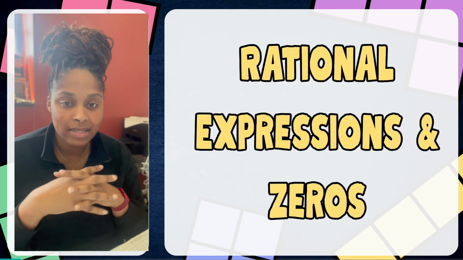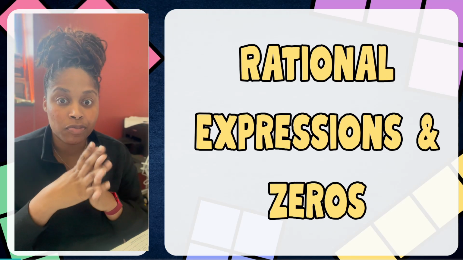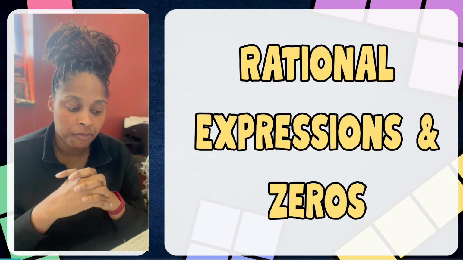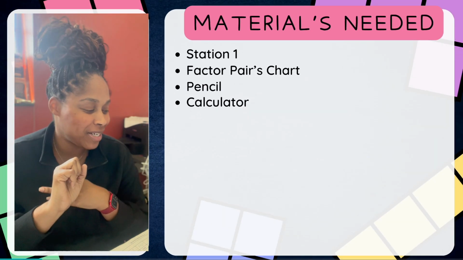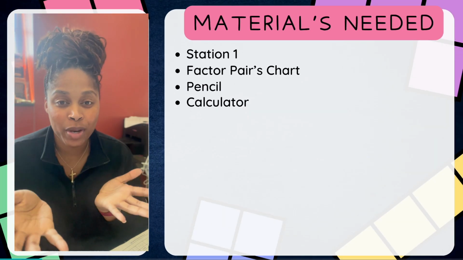Hey guys, so in today's lesson, we're going to be talking about rational expressions and zeros. For this lesson, you're going to need station 1. You want to bring back out the factor pairs chart. You're going to need a pencil and you may want a calculator.